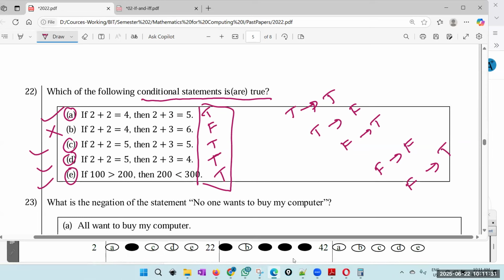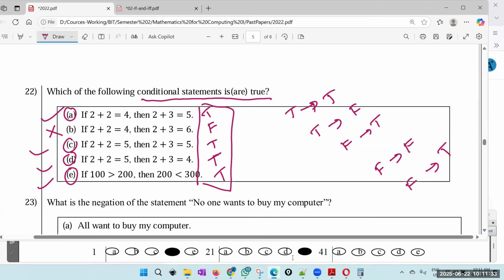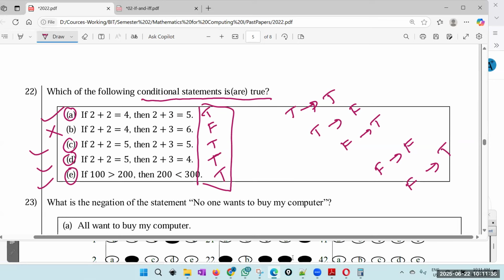I don't know whether you have a better explanation for that. Yeah, so the examiner has taken A, C, D, and E, but I'm just wondering how do I explain this to you guys. But definitely, yes, I can explain this and this. But if 2 plus 2 is 5, obviously we know that it is false. Then 2 plus 3 is 5 is so true. According to the truth table, false implies true is true. But how can I explain it in a practical way?